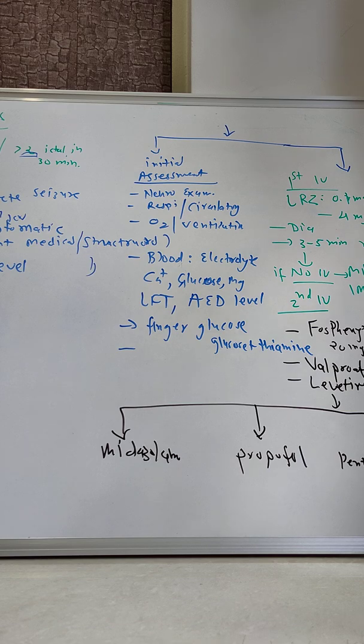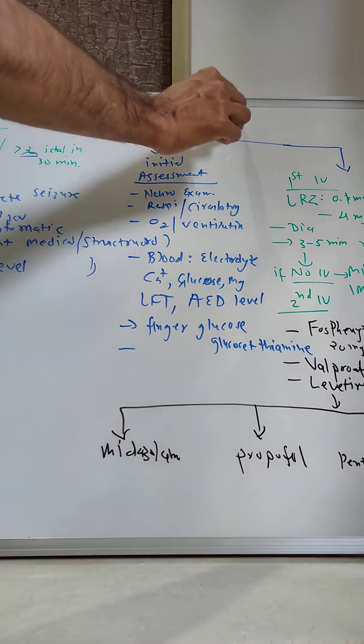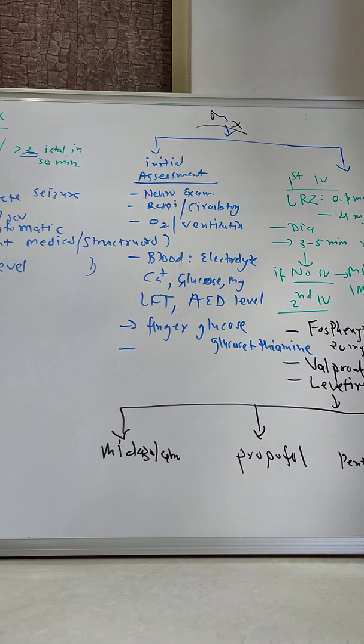Now, how to manage this patient? Once the patient comes to you, you need an initial assessment: a very fast neurological examination, and respiratory and circulatory examination. The patient may need ventilatory support if they have aspirated, or if the oxygen saturation is very low. For blood investigations, we can do a finger glucose test, especially in a diabetic patient, where hypoglycemia may have precipitated the seizures.